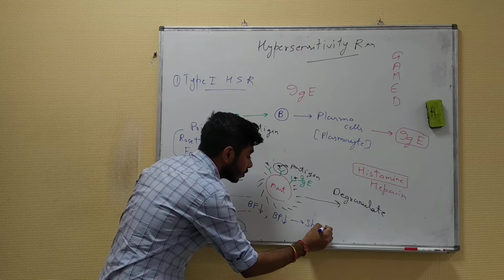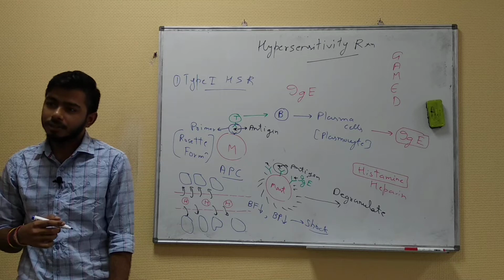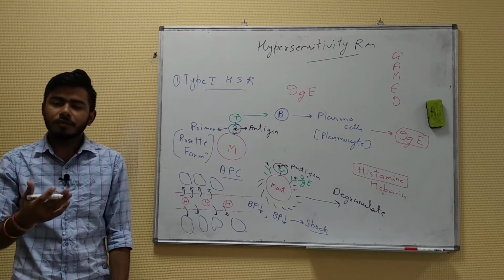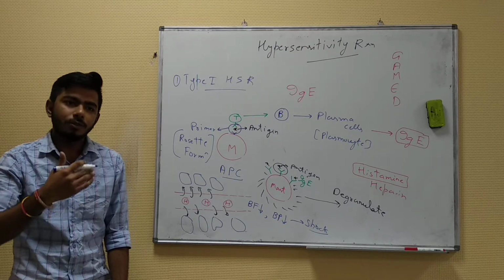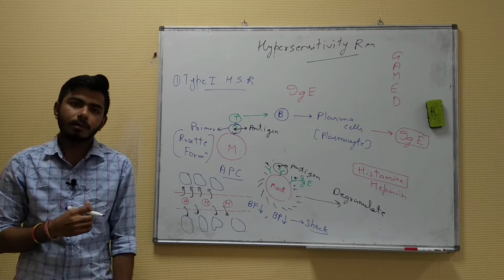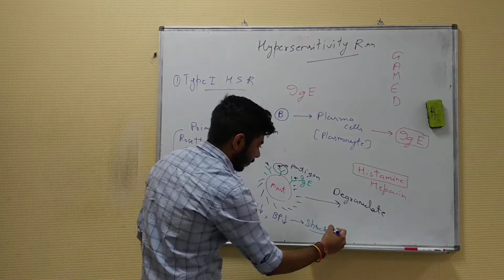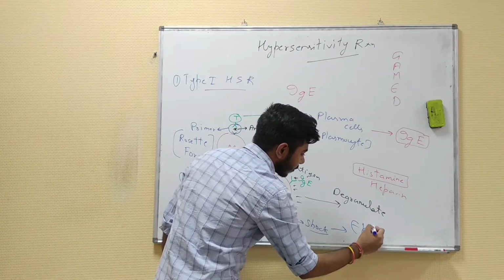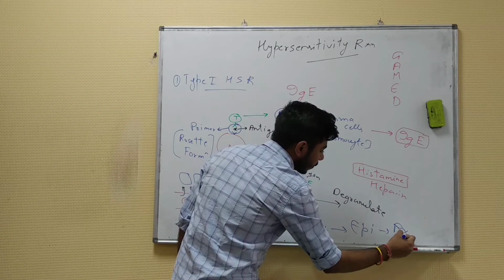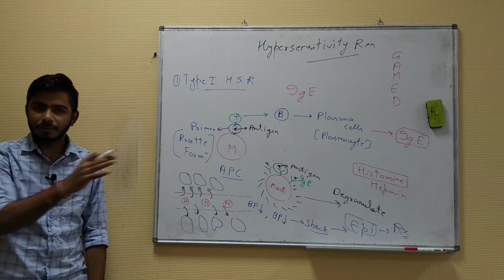Which kind of shock may this person have? Anaphylactic shock. Okay, to overcome the shock, you give them adrenaline or epinephrine intramuscularly. Okay, fine. So you give them epinephrine for the treatment purpose. Till now, is everything clear on how this mechanism is happening?